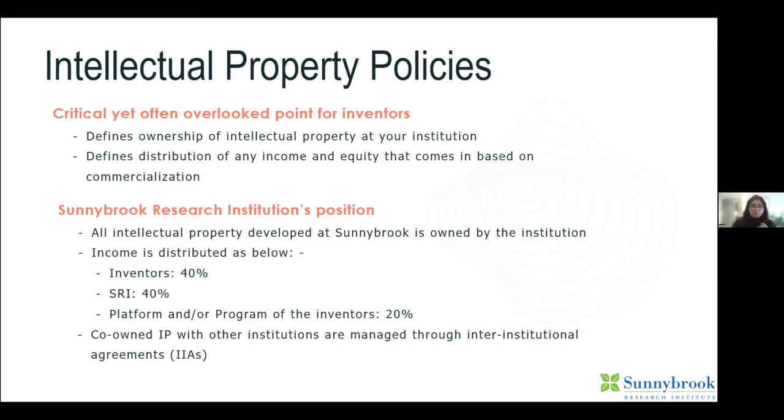And after the whole ownership aspect is addressed, the next thing to think about is what if the commercialization is a success? There we look at the distribution of the income or any equity also that somehow comes into play, because income is not necessarily just cash, it can be a non-cash consideration as well. Here at Sunnybrook, the income distribution is 40-40-20. That is, inventors get 40% of any income, Sunnybrook retains 40% of any income, and then the platform and or the program gets 20%.